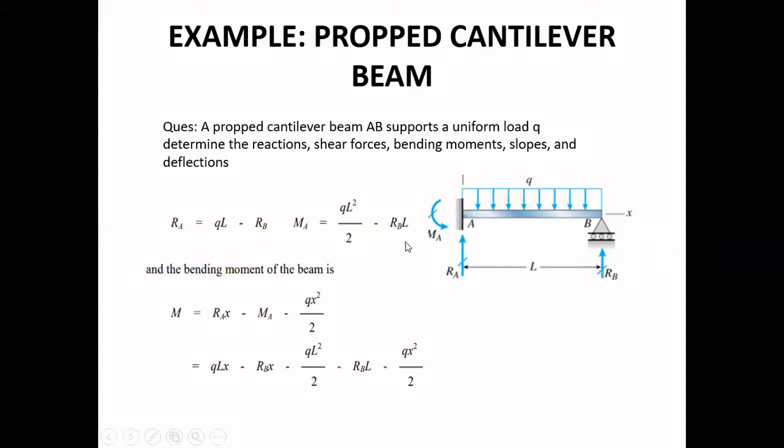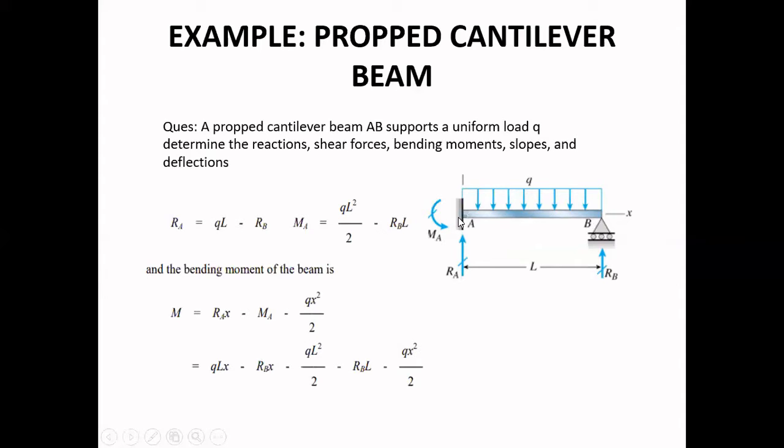Now the other equation says the sigma M about any point should be equal to 0. So the sum of all the moments about any point should be equal to 0. This is the second equilibrium condition. So let us take moments about B. The first moment will be MA, the second will be qL, the force, with perpendicular distance L by 2, so this becomes qL square by 2. Okay, let's not take moments about B. Let's take about A.